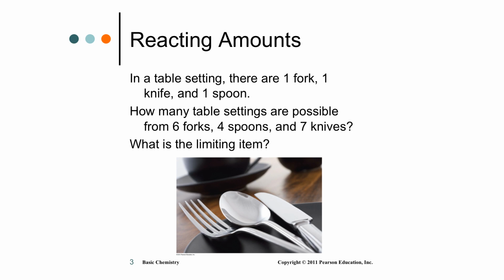If you have a table setting of 1 fork, 1 knife, and 1 spoon, then in order to set the table, I need a knife, fork, and spoon at each place. So how many table settings are possible from 6 forks, 4 spoons, and 7 knives? Which one is the one that limits the amount of table settings you can have? I'll look and see, well, I need 1, 1, and 1, so I can only make 4 table settings.